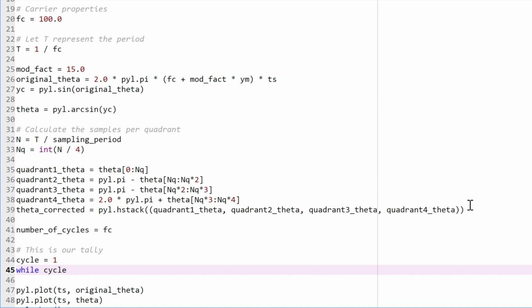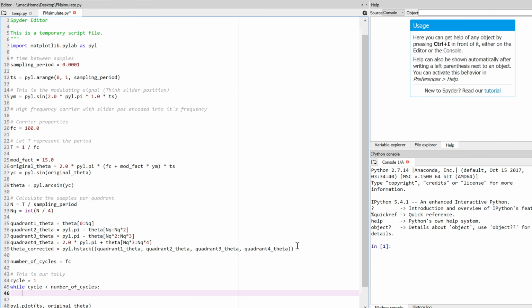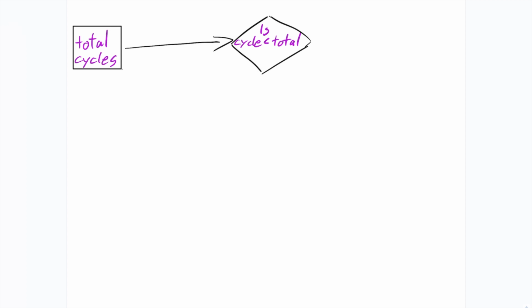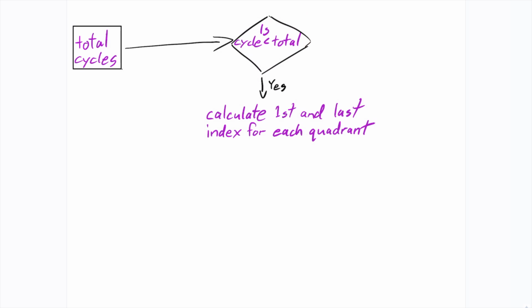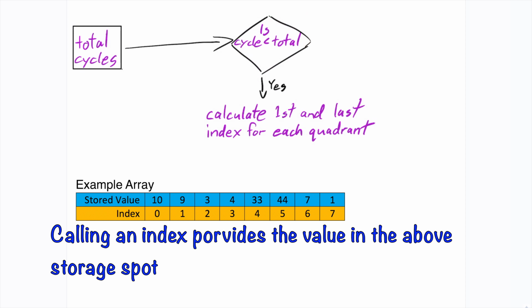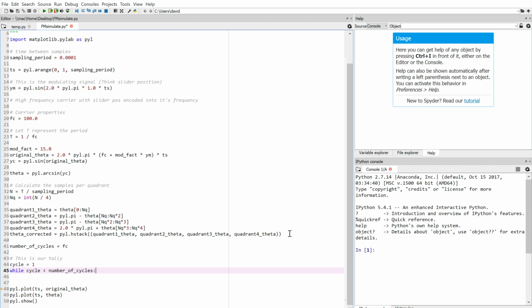Just as was stated on the flowchart, as long as the tally is less than the total number of cycles, we know that there are more cycles that we need to solve angles for. Let's go ahead and assume that the answer is yes. 2 is the current tally, less than the total number of cycles. This would mean that we have many more angles to solve for. To do this, we need to know the first and last indexes for the 4 quadrants that belong to the cycle that our tally is pointing to. Remember that each angle is stored in an array, where each stored spot has an address or index to call it up by. Here's how we can go about calculating these addresses.